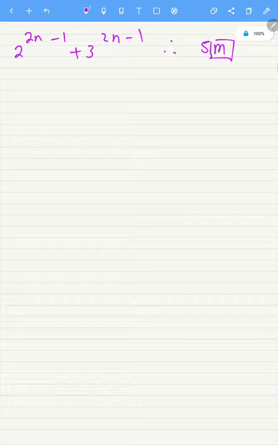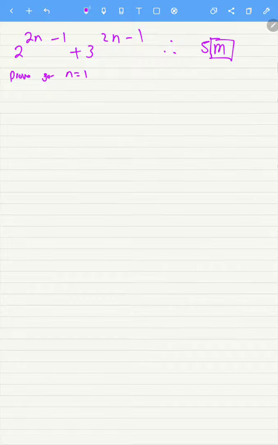So, proof by induction on how to prove something is divisible by something. Say we have this, and we have to prove that it is divisible by 5, so 5 of some number. First of all, prove for 1.